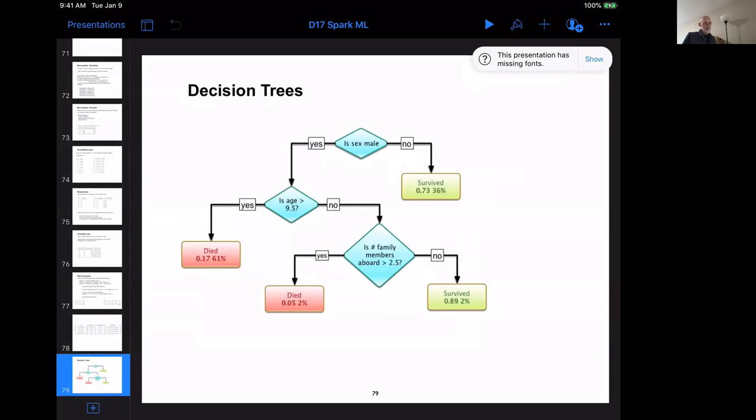And so I want to talk about decision trees. And again, those people who are taking a machine learning course know about them, so I'll go too slow for you. And those of you who haven't, hopefully I won't go too fast.